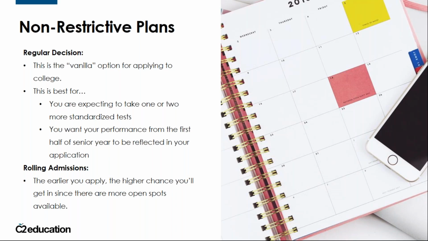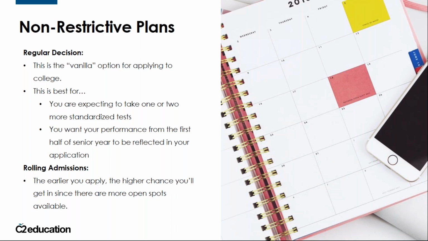Those are the main benefits of regular decision. It gives you a little bit more time. The other one that I kind of forgot here is it gives you time to complete the application, right? You have time to really hone in on those essays. So if you got a late start in the college application process, it gives you time to hone in on that.